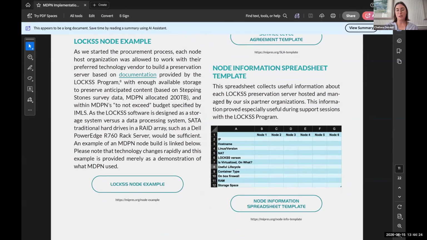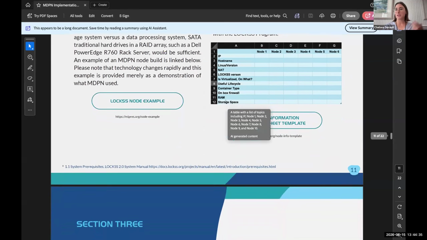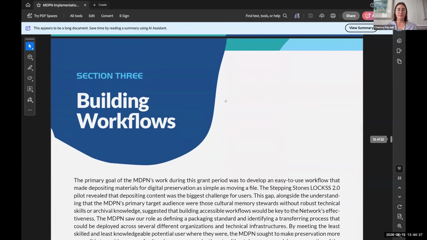And then we have a template of information about each of our nodes. This is the information that we use to track different versions of Linux, the version of LOX 2.0 software that they host, the IP address. And so that's sort of central command for all of our nodes.